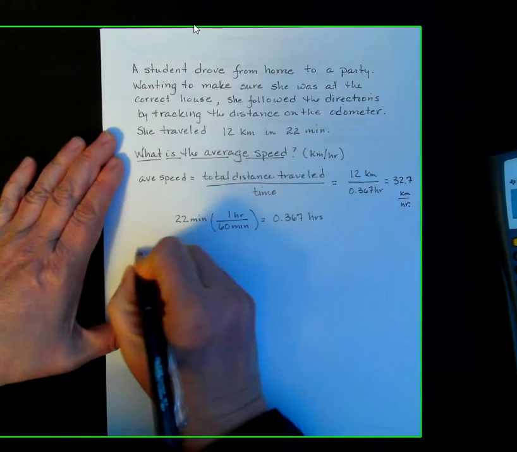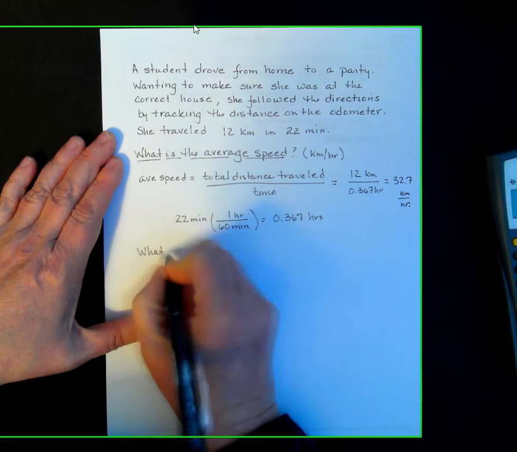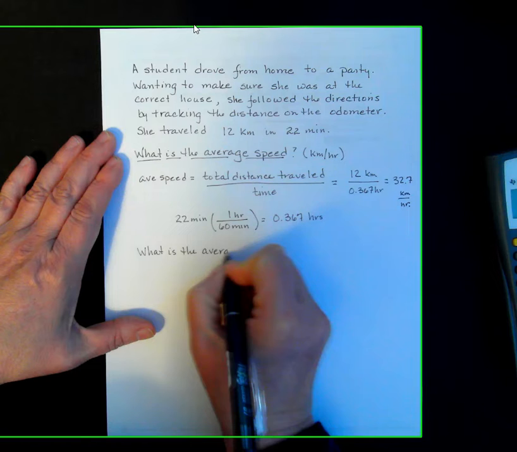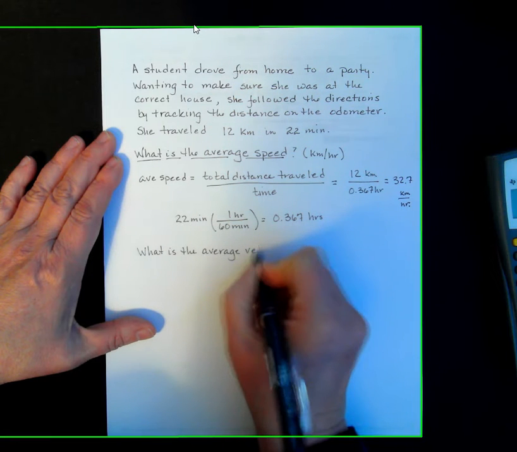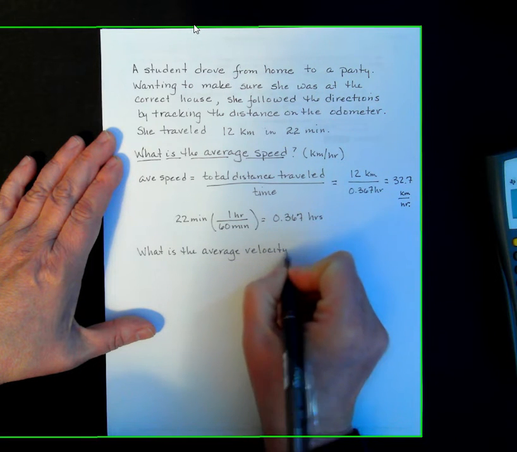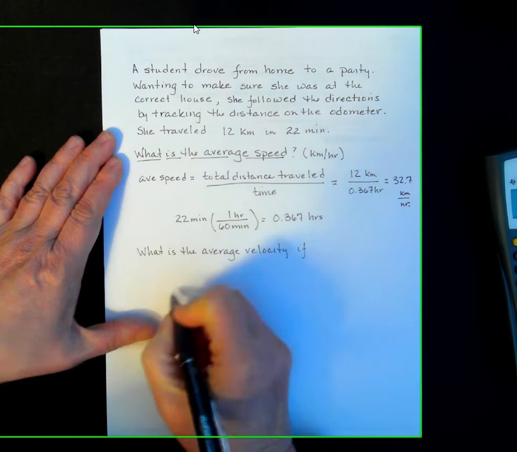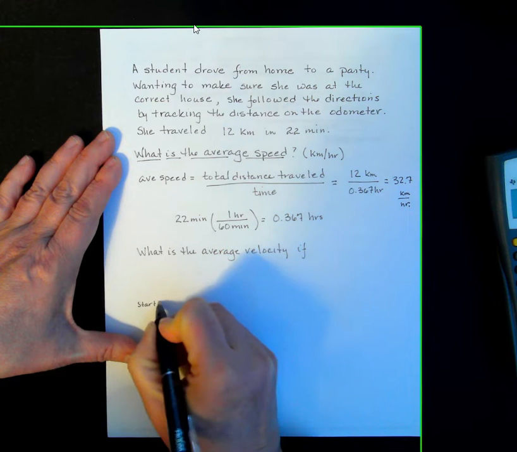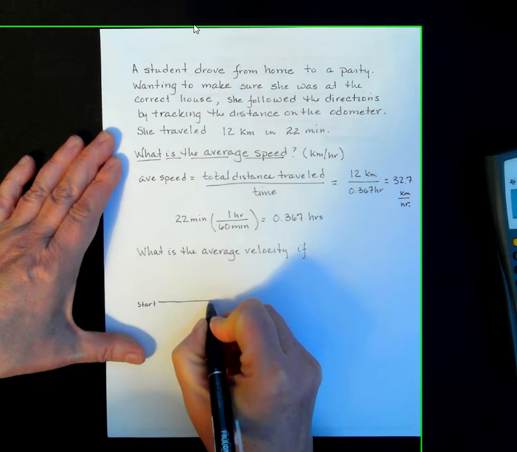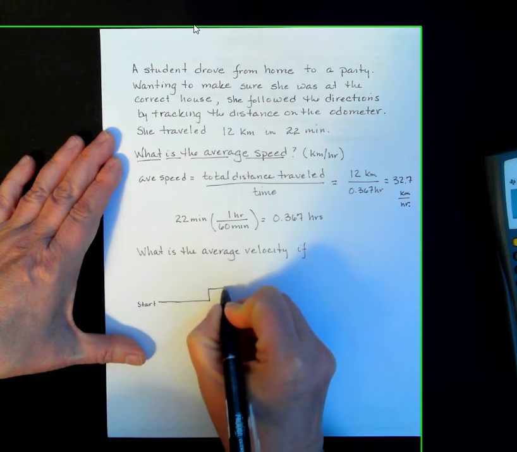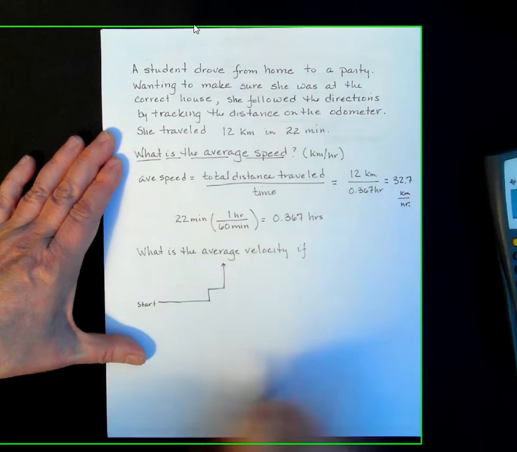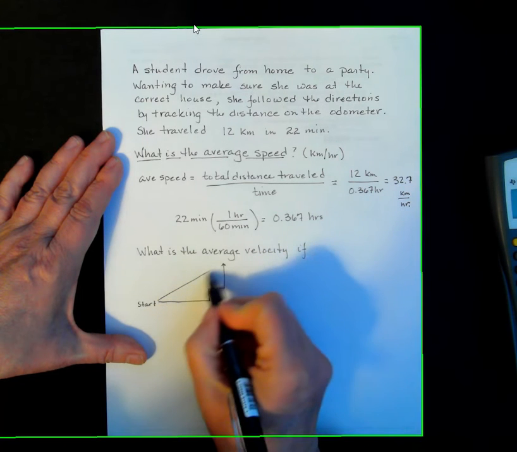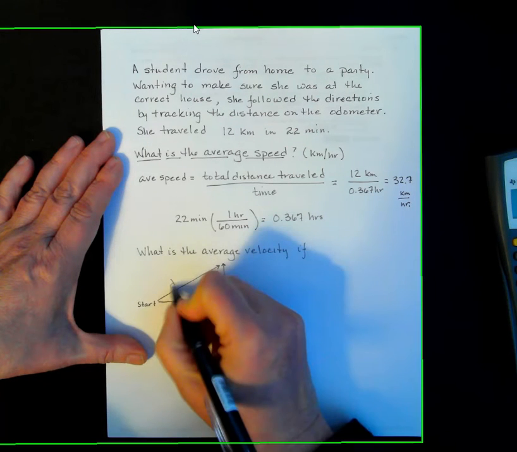Now, it's going to have a little bit of a different type of activity if I want to know what is the average velocity. If we start here, this is her house, and her 12 kilometers had her go here, go up, go here, and we ultimately ended up here because that's how the road goes. But here is what we refer to as our displacement.